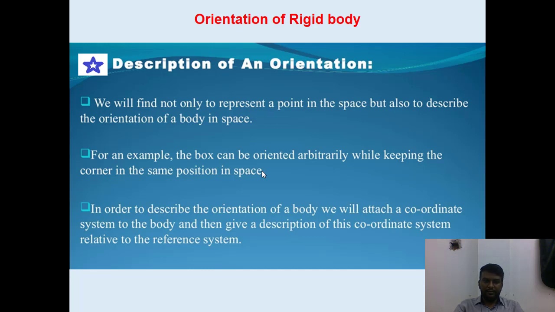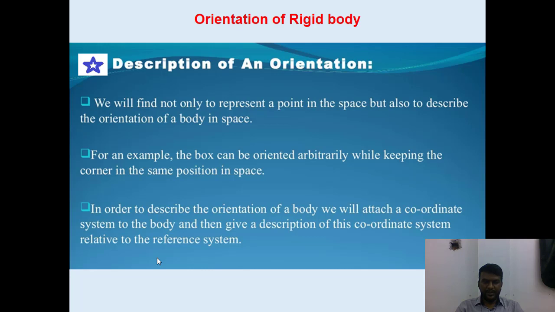If there is a 3D figure or 3D body in the space, we need to define the orientation of that body. In case of robotics, what we have is the end effector. The end effector is a 3D body, and we define the orientation and the position with respect to a reference frame. The reference frame may be attached to the base of the robot.